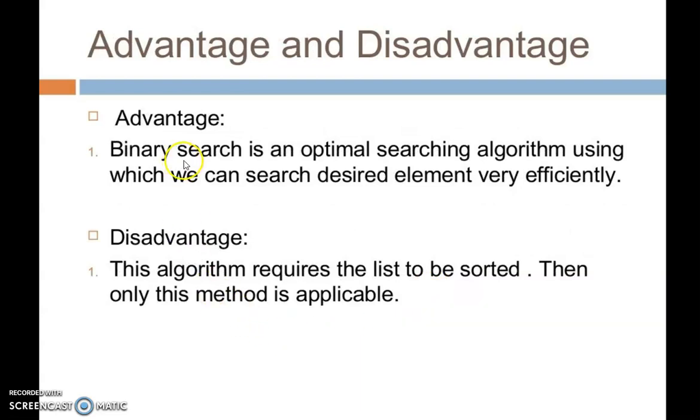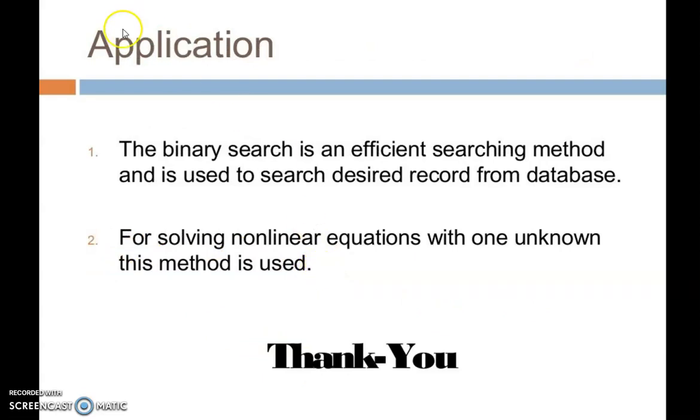Advantages and disadvantages. The advantage is that binary search is an optimal searching algorithm using which we can search desired elements very efficiently. The disadvantage is that this algorithm requires the list to be sorted, only then is this method applicable. Now the applications: binary search is an effective searching method and is used to search for desired records in a database, and for solving non-linear equations with one unknown. This method is used. So with this we conclude the topic.